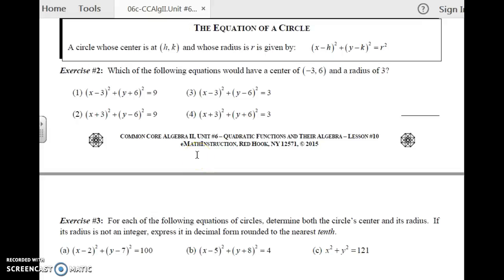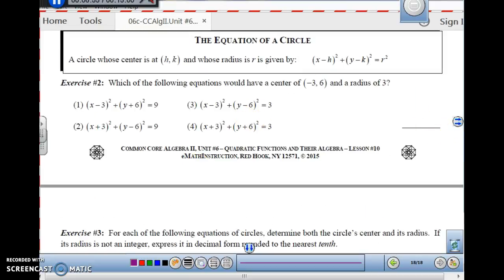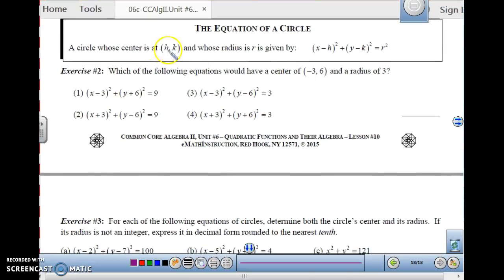So you need to know the general form of the equation of the circle because it is very, very powerful. It's a circle with center at h, k and radius r: x minus h quantity squared plus y minus k quantity squared equals r squared. So if you know the center and the radius, you can find the equation of the circle.